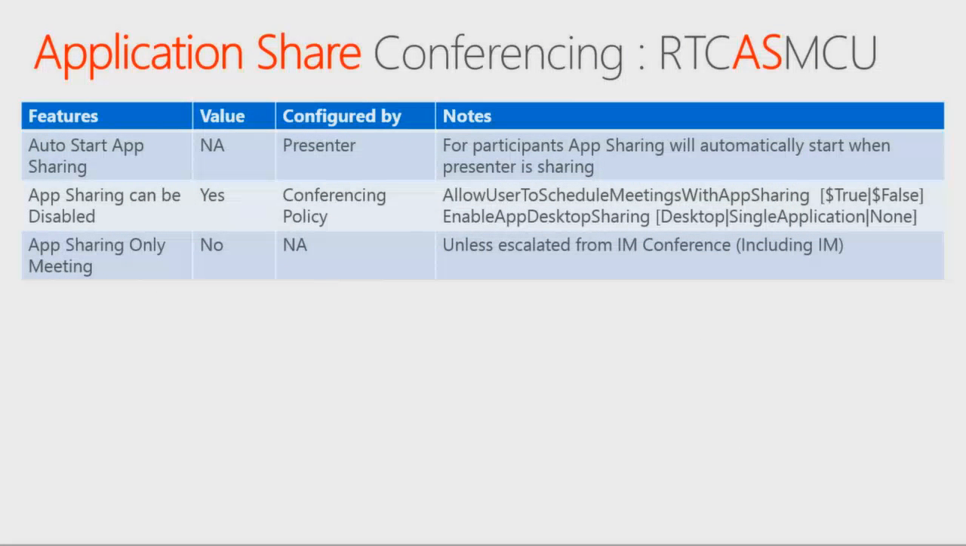So does app sharing start automatically, for example? Well, we all know that's not true, but the viewing starts automatically when you join a conference. Can it be disabled? Yeah, of course. We have conferencing policies to do that. Can we have an app sharing only meeting? We cannot have that, but if you expand from IM and add application sharing, that would work, of course. But then you still have IM.